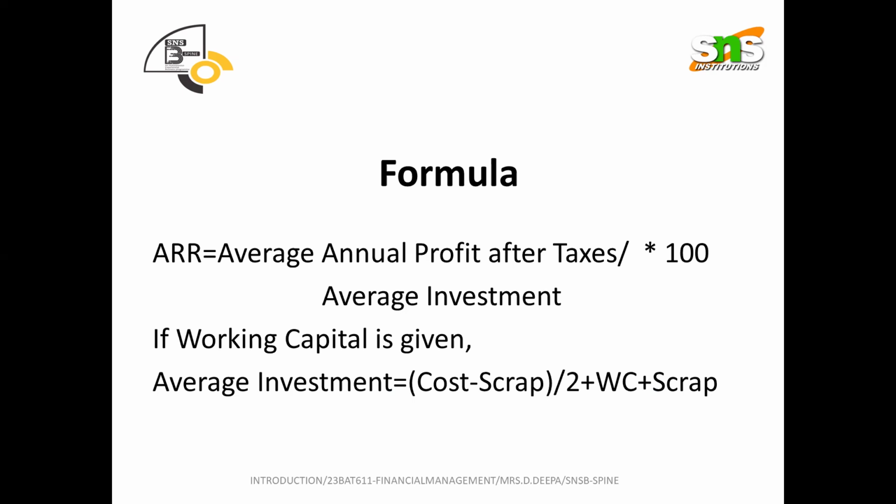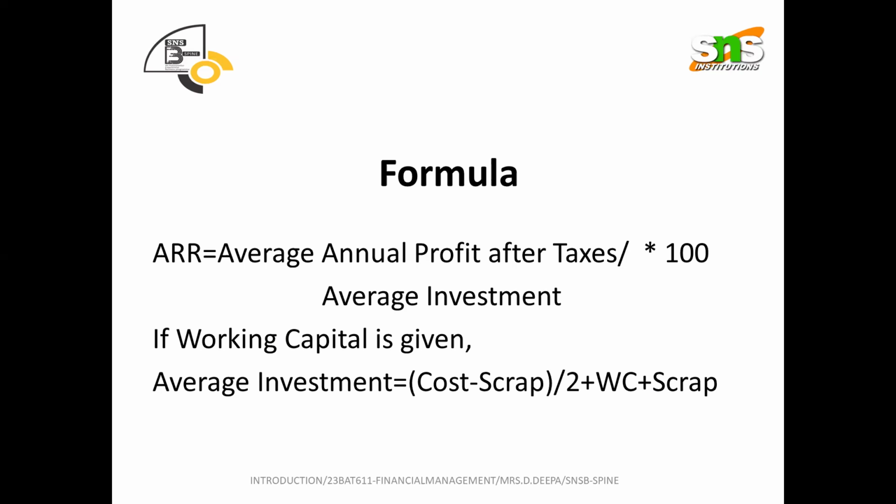So how to calculate this average annual profit after taxes? There will be several profits for different years. By adding up all the different profits, divide by the life of the proposal. Say for example, if it is for 4 years, divide by 4; if it is for 5 years, divide by 5. After deducting taxes, we'll have some value for this average annual profit after taxes.